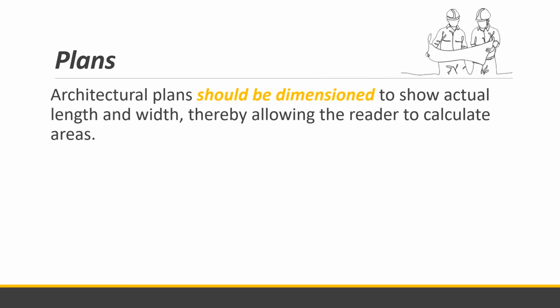So for architectural plans, this is important, there should be dimensions. Because if there is no dimension, the information your drawing is supposed to relay is lacking. That is to show the actual length and width, thereby allowing the reader to calculate the area. So it is important, especially if you are the client and you look at your floor plan and there is no dimension, so you cannot estimate how big the rooms are.